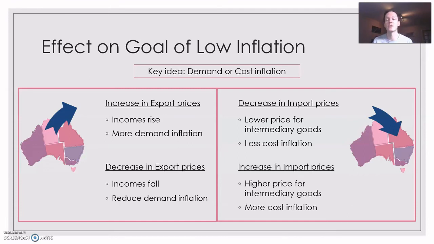When import prices go up, it's going to be exactly the opposite. So when the price of oil, for example, goes up, well, all our businesses who use oil and other items in the intermediary goods are going to have to pass on those increased costs in the form of higher prices. So we're going to have more cost inflation. So your key idea here is demand or cost inflation.